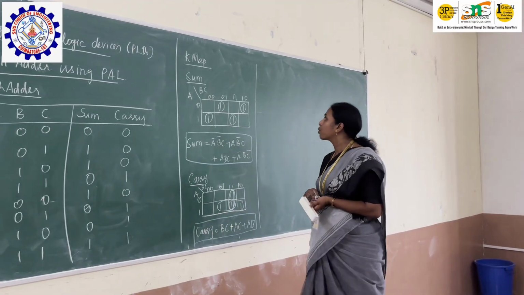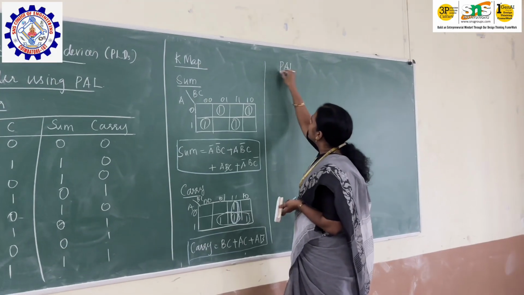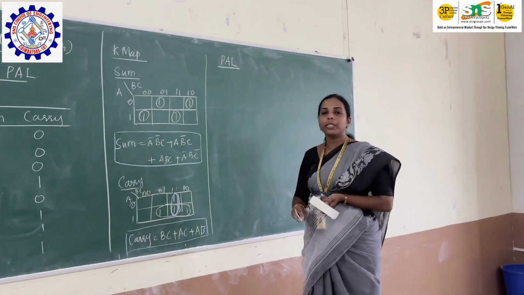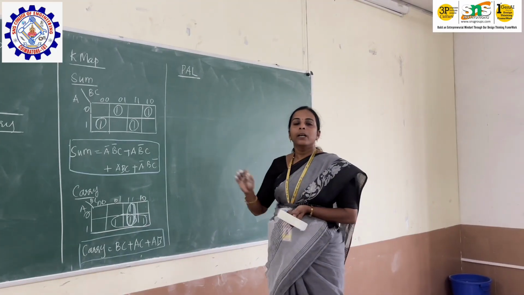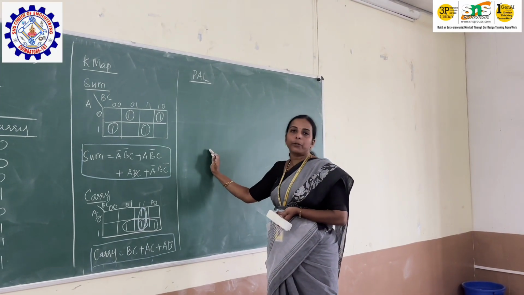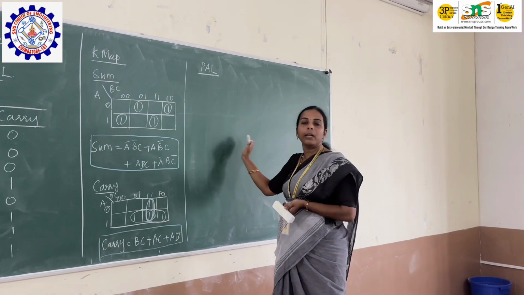Now we have to draw the structure for PAL. There is a small difference between PAL and PLA. That is, in the case of PLA, the AND is also programmable. Here, in PAL, the AND is programmable. The OR is fixed.